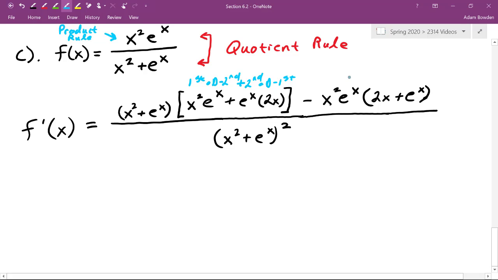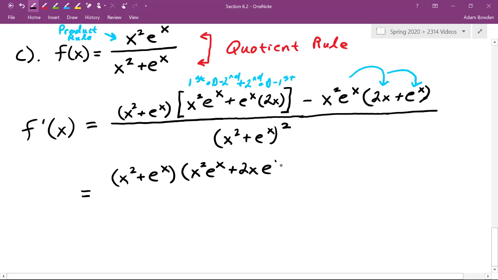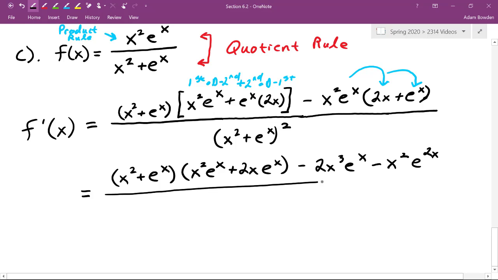Do a couple things here. One thing is I'm going to distribute this into the parentheses, and so we're going to have here x squared plus e to the x times x squared e to the x plus 2x e to the x minus 2x cubed e to the x minus x to the second power e to the 2x all over x squared plus e to the x all squared.